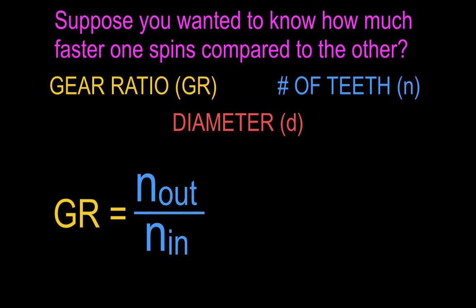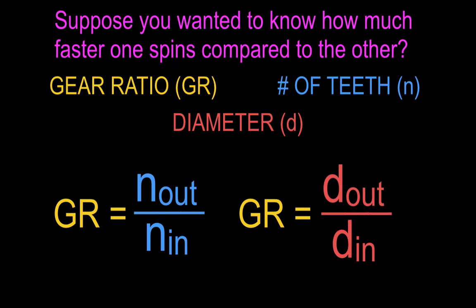It's pretty simple. The second choice is to take the diameter of the output gear, the second gear, the driven gear, and the diameter of the input gear. Like I said before, this works if you're running into difficulty, but remember that it's much easier to use the number of teeth on a gear if you can.